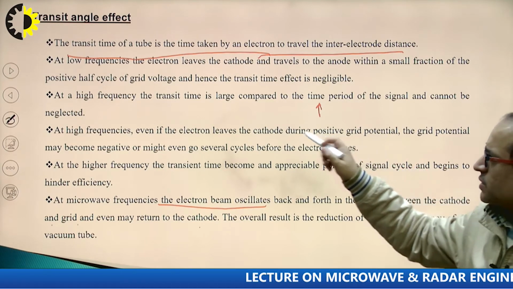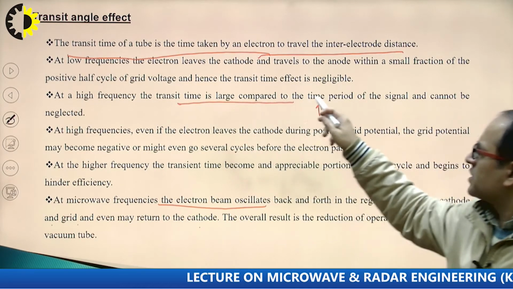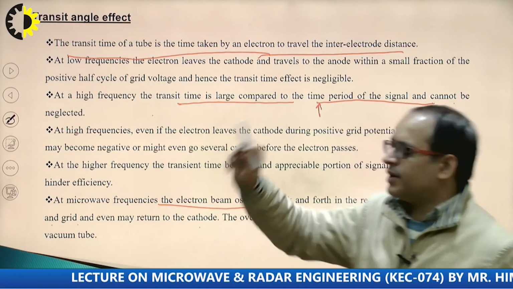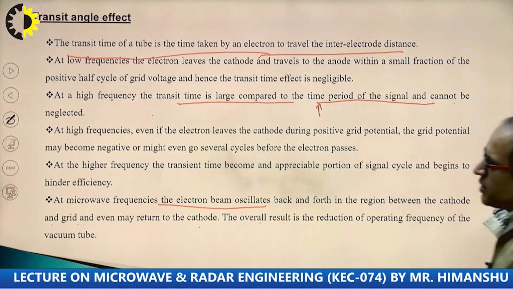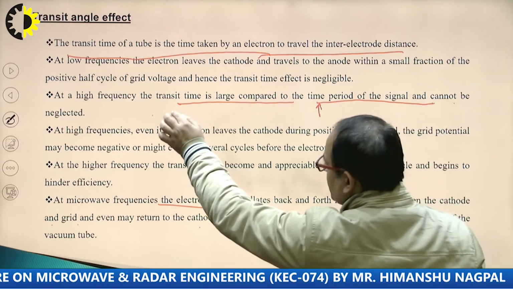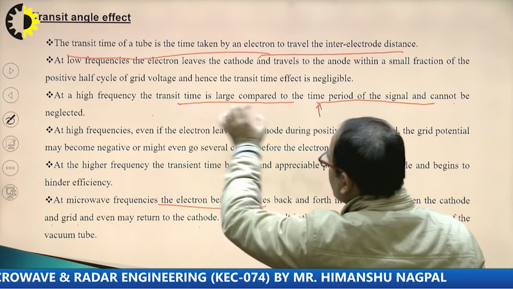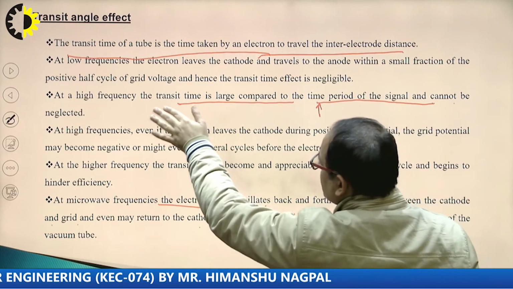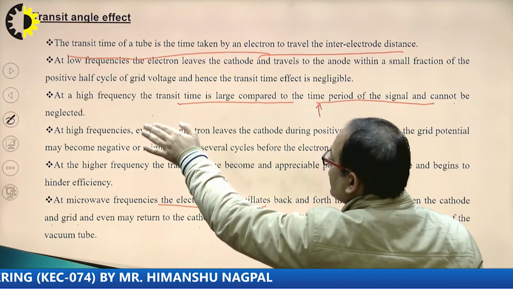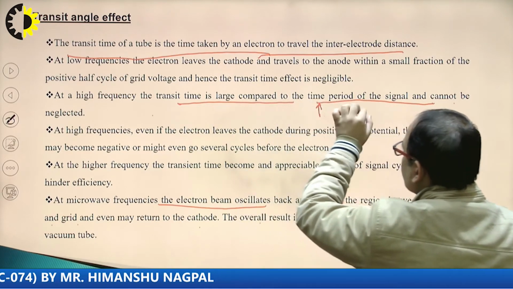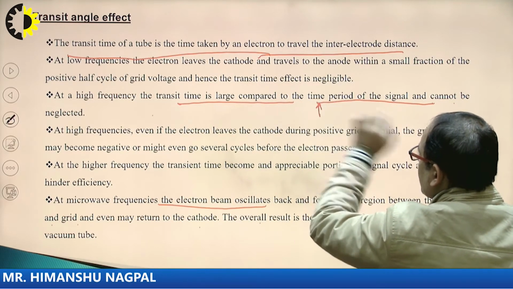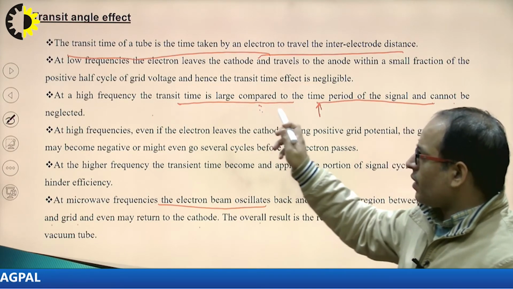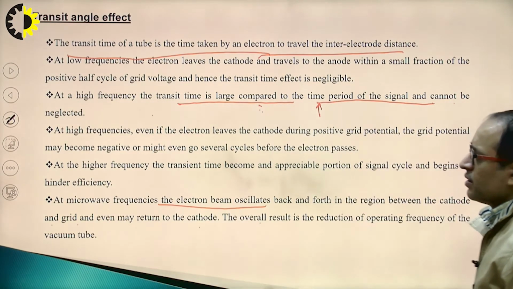Now when the frequency becomes higher, the electron transit time becomes very large compared to the time period of the signal. Therefore it cannot be neglected. It means the electron transit time becomes comparable to the time period of the signal. At very high frequency, the transit time of the electron increases even further, to greater than the time period. That's why we cannot neglect the transit angle effect.